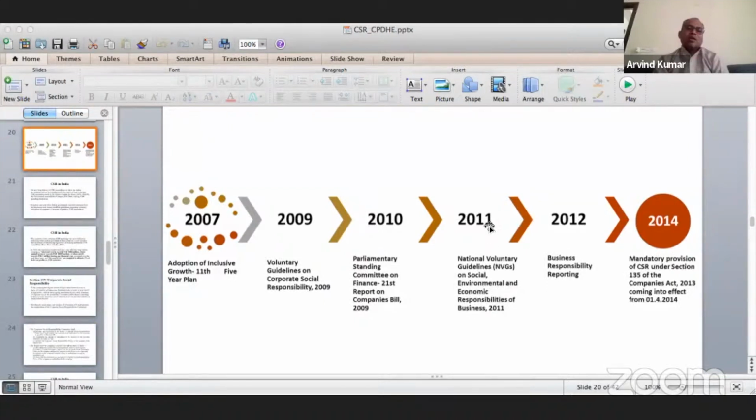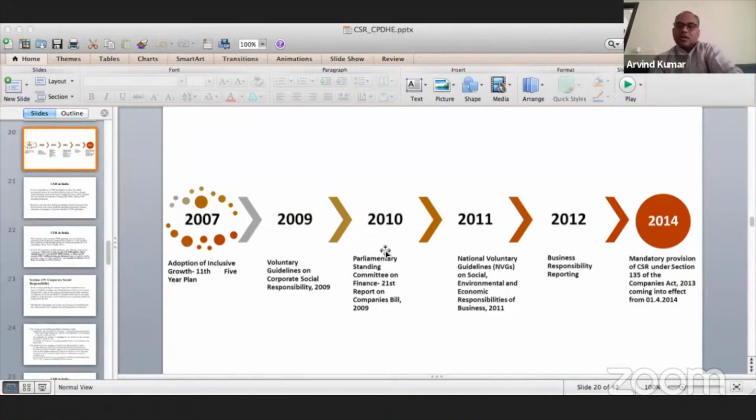Then 2012 became very important when business responsibility reporting was introduced. And in 2014, the mandatory provision of CSR under Section 135 of the Companies Act 2013 came into effect from 1st April 2014. So this is the whole history of CSR in India.